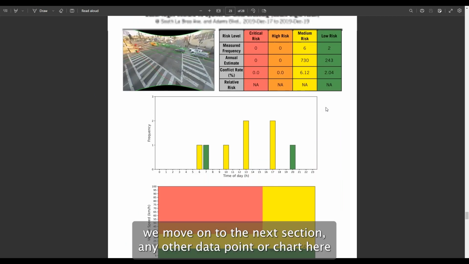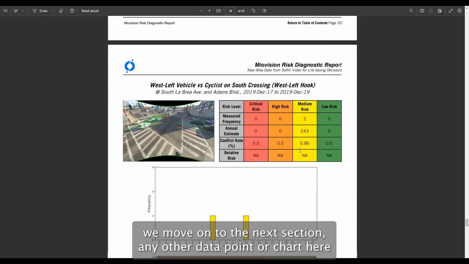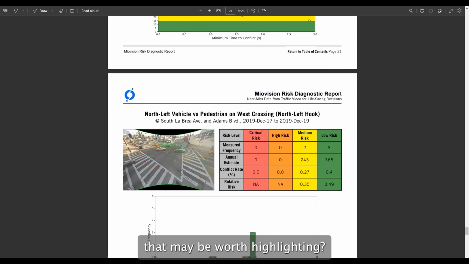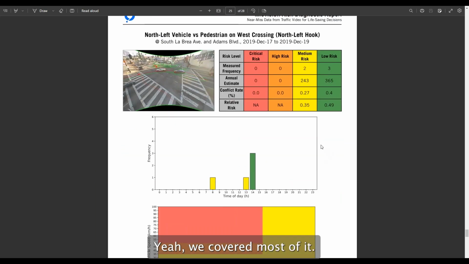Before we move on to the next section, is there any other data point or chart here that may be worth highlighting? I think we covered most of it.